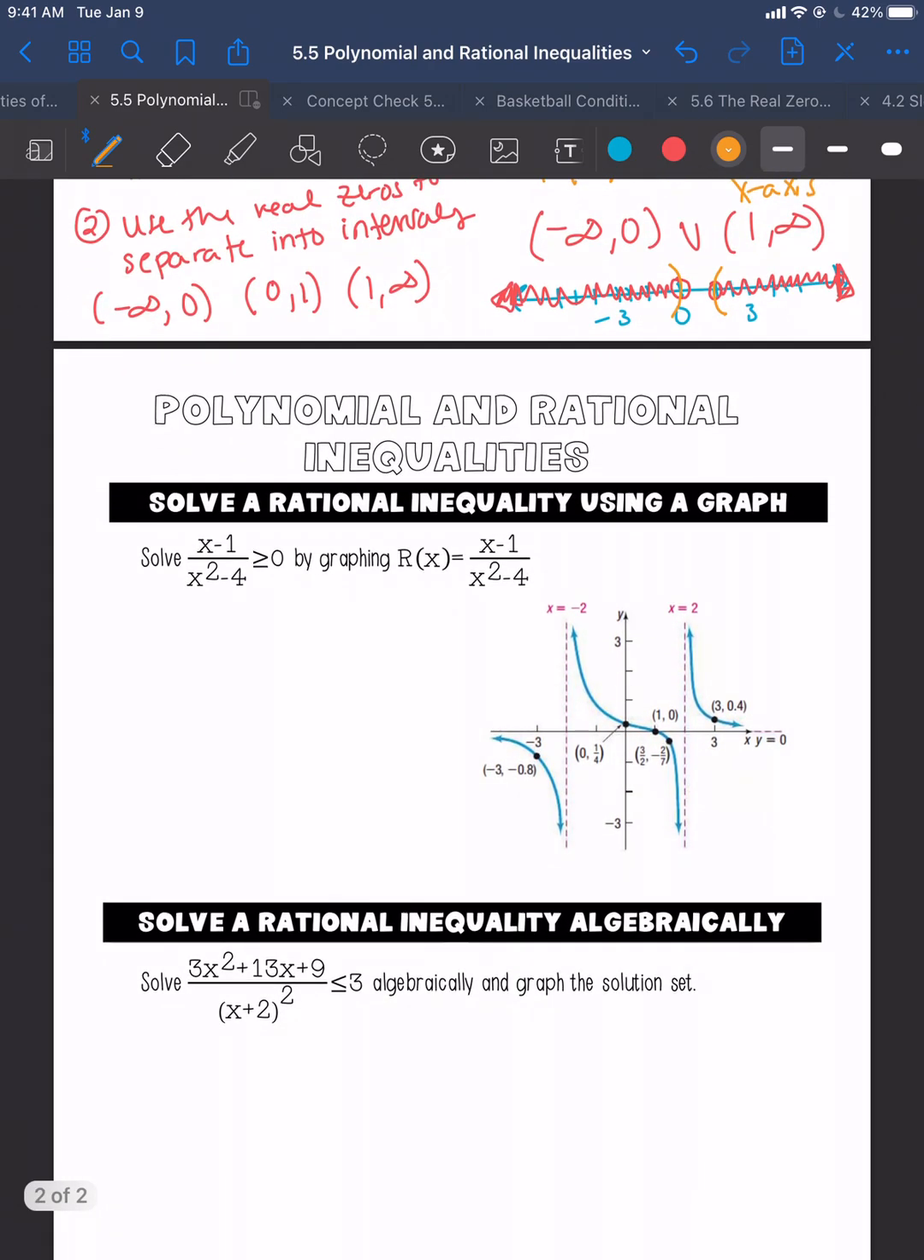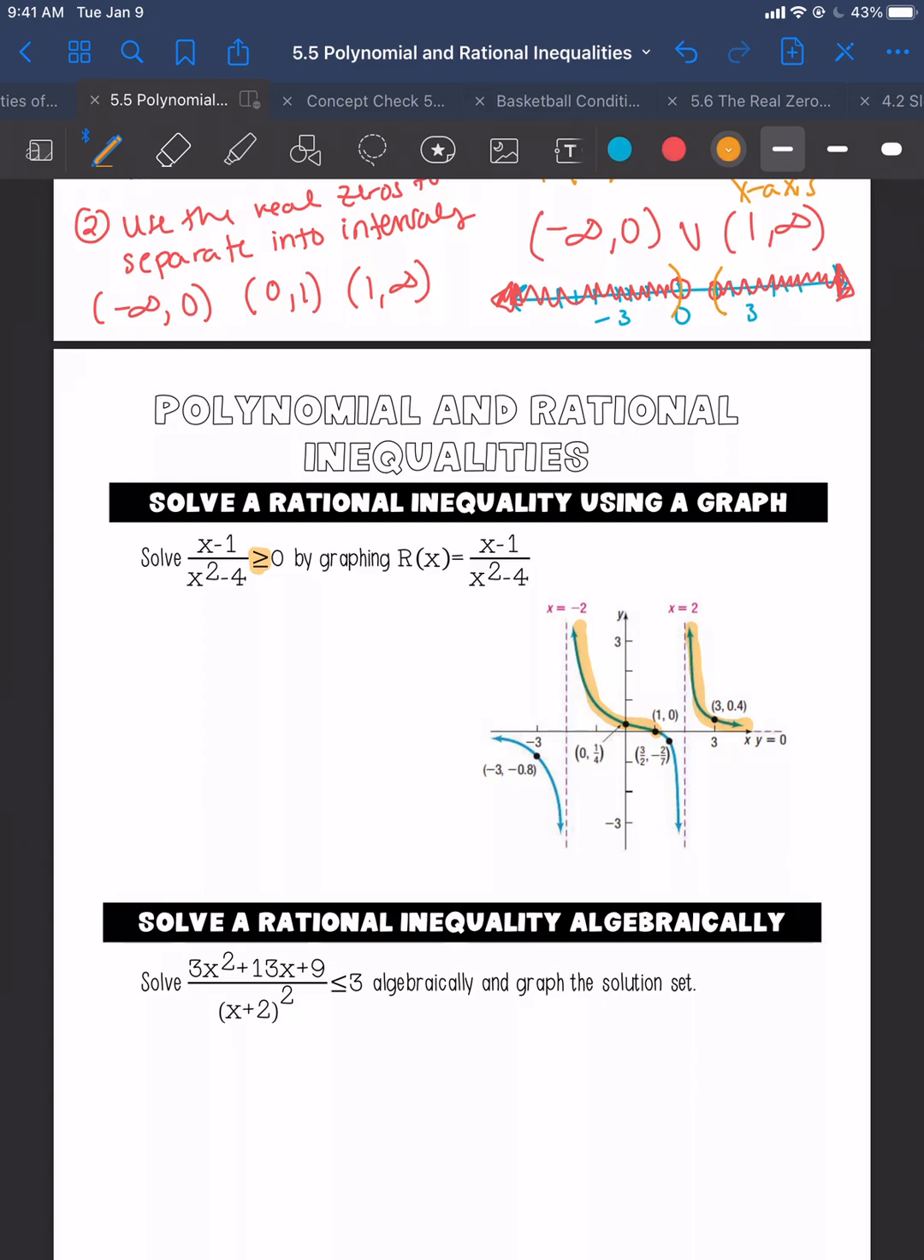All right, solving rational inequalities. First, using a graph, it's the same idea here. So looking at the graph of (x - 1) over the quantity x squared minus 4, we're looking for greater than or equal to 0. So that would be here, and also this entire interval. Now, it's greater than or equal to, so our x-intercepts will be included.